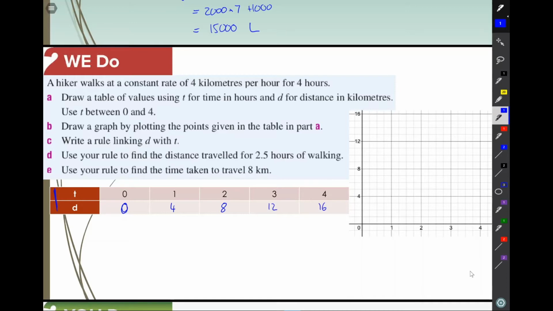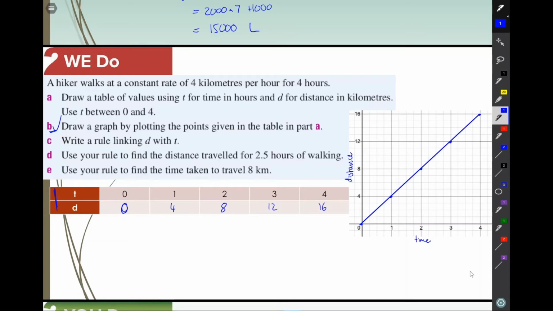Now we're going to plot these points on our graph here. So this is time and this is distance. At 0 hours, they've walked 0 kilometers. At 1 hour, they've walked 4 kilometers. 2 hours, they've walked 8, and so on. Okay, so let's join up our points with a straight line. Okay, so that's part B done.